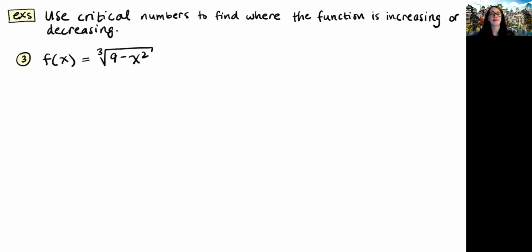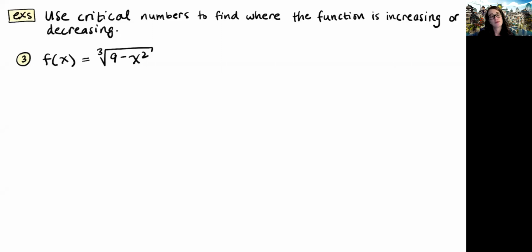In our third example of finding where a function is increasing and where it's decreasing, we are going to look at this cube root function. It is f of x equals the cube root of 9 minus x squared. Now remember, the first thing we want to do is find the critical numbers or the critical points, which involves the derivative. So we want to think about how we would find the derivative of this thing.